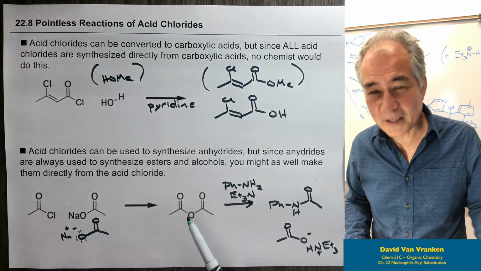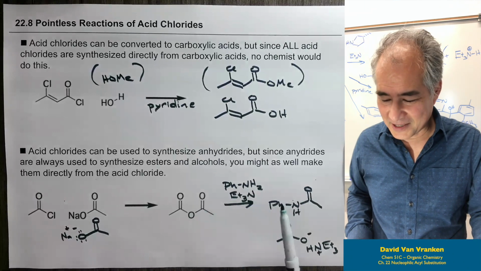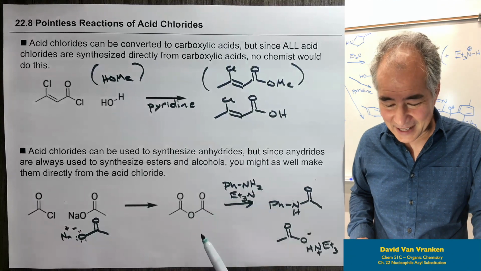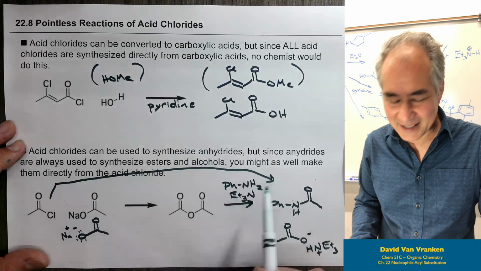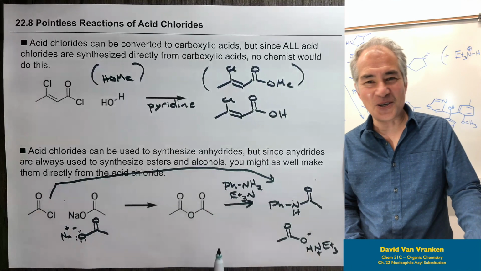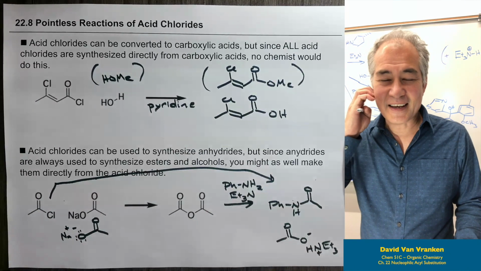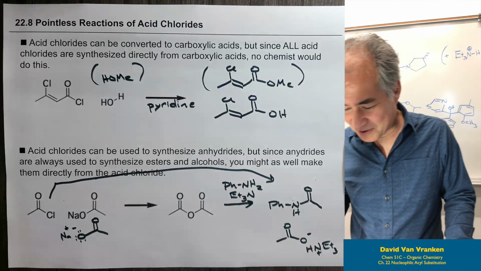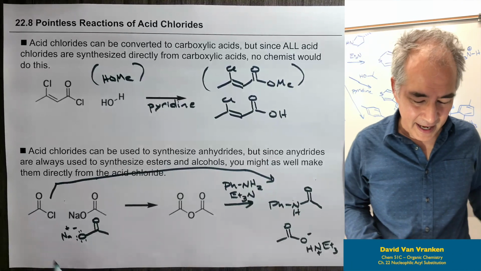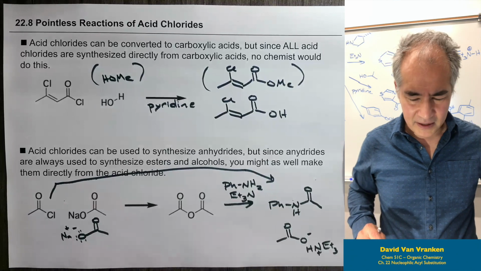The reason is the only thing that people do with anhydrides is they use them to make esters and amides. And if you're going to make an ester or an amide, why wouldn't you just do that directly from the acid chloride? That's what all chemists would do. There's no real point to making an anhydride just so you can make an ester or an amide. So that reaction really has no point here. But again, it just shows how flexible acid chlorides are and how many different things that we can do with those.